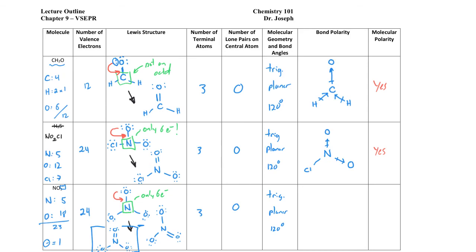And we can also predict the bond polarities. We have nitrogen and oxygen atoms, and oxygen is slightly more electronegative than nitrogen, so we're going to draw the arrows in each case pointing towards oxygen.